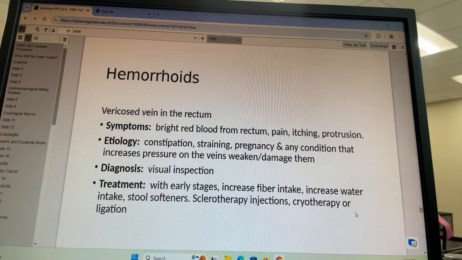What else? Diagnosis is usually done by just a visual inspection, especially if they're external, you can see them. You're like, oh, yep, that's a hemorrhoid. Or you can just do a very superficial colonoscopy. You don't even have to go in that far and you can see them.